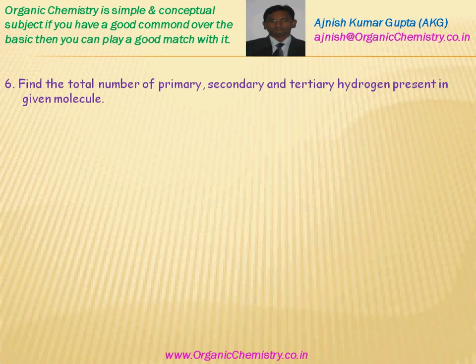Find the total number of primary, secondary, tertiary hydrogen present in given molecule. Primary hydrogen are those hydrogen which are present over primary carbon. Secondary hydrogens are those which are present over secondary carbon, while tertiary hydrogen is that one which is attached to tertiary carbon. There is no quaternary hydrogen. So carbon is of 4 types: primary, secondary, tertiary and quaternary, while hydrogen is of 3 types: primary, secondary and tertiary.